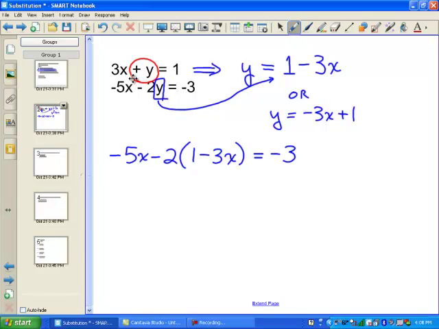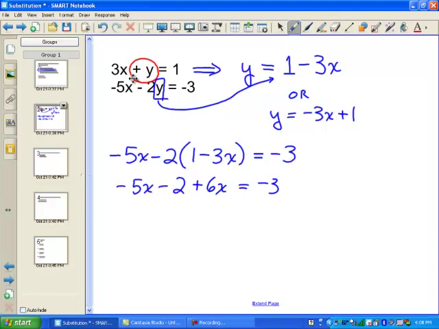Now why has that been a valuable step to us? If you notice the equation that's written now, we have an equation in only one variable. So we've learned a lot this year about the methods of solving a linear equation in one variable, and we're simply going to use those methods now to determine what the value of x is that will make this equation true. So let's do that, negative 5x, and I'm distributing the negative 2, so negative 2 plus 6x equals negative 3.